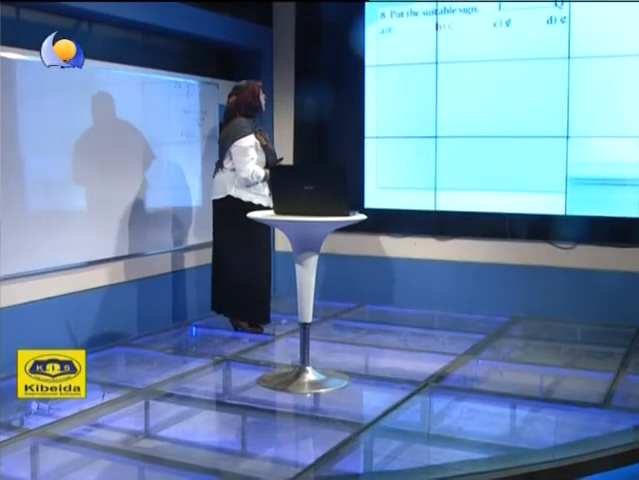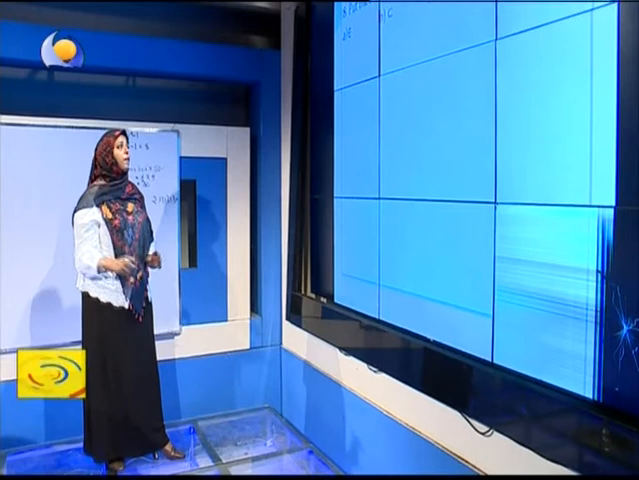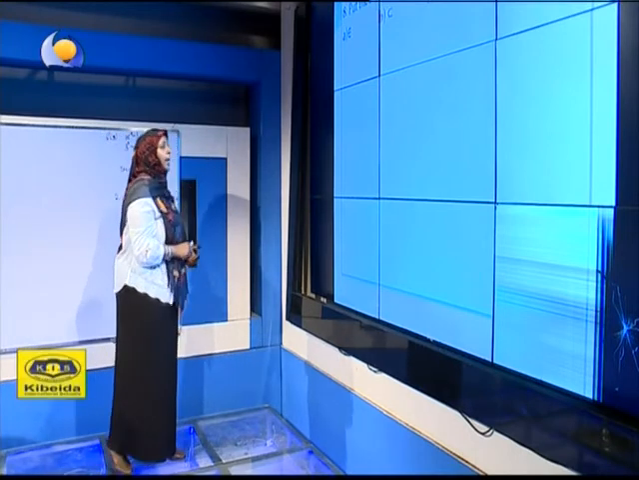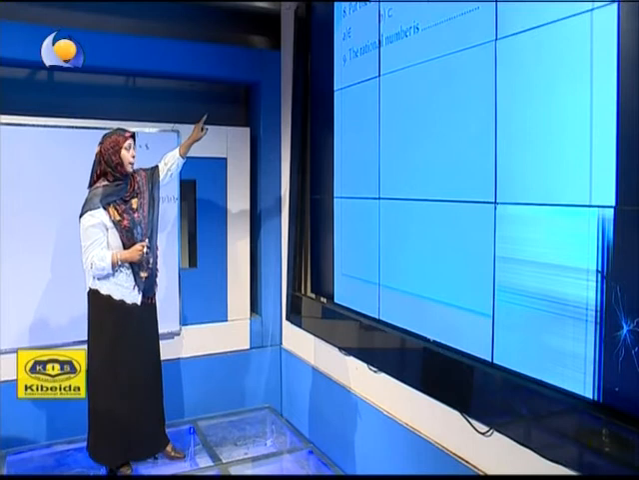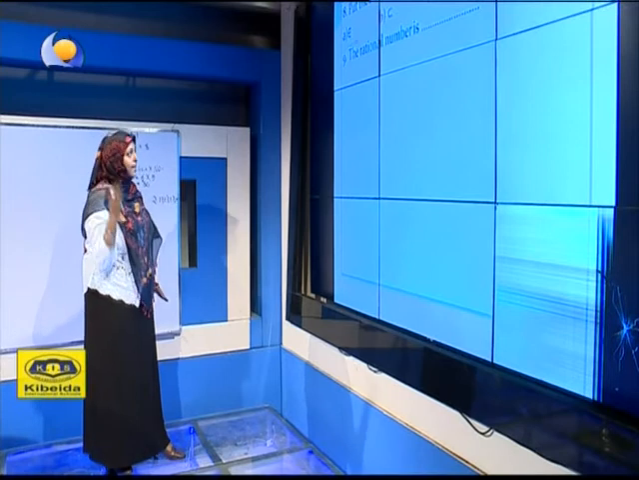Put the suitable sign. I have I and Q. What is the relation between I and Q? We all know that I are the integer numbers, Q are the rational numbers, and I are the positive numbers, negative numbers, and the 0. Q are the negatives, positives, 0, plus the decimals and fractions. That means the set I is a subset of Q, so I choose B. And please do not put element of, because we use element of if it is an element part of a set.